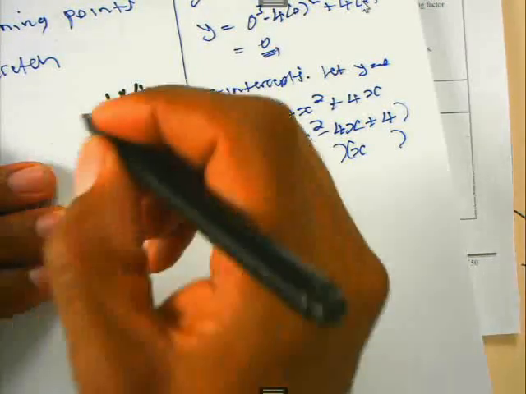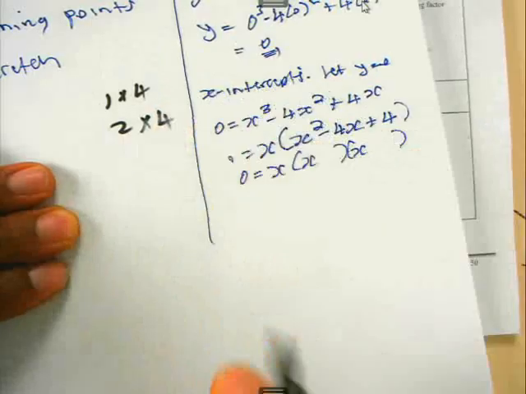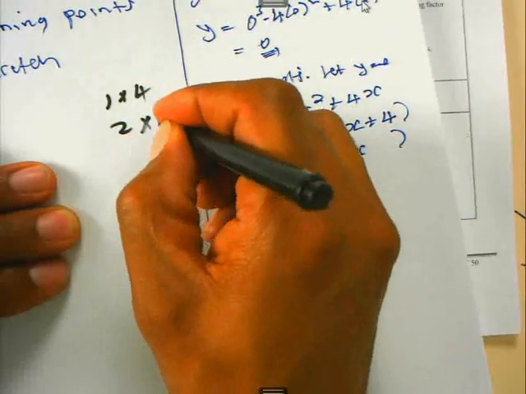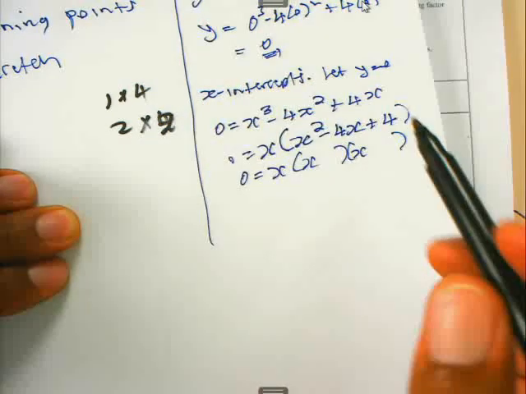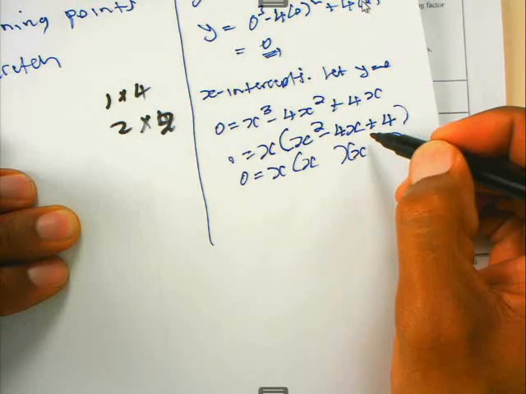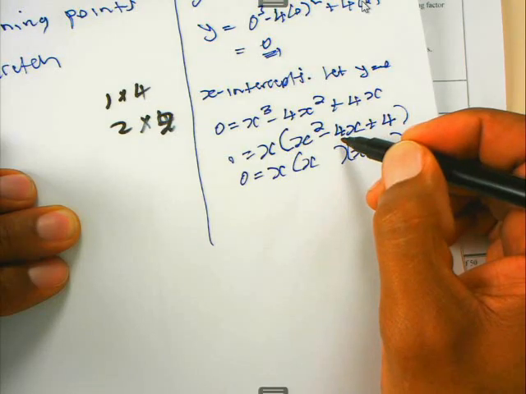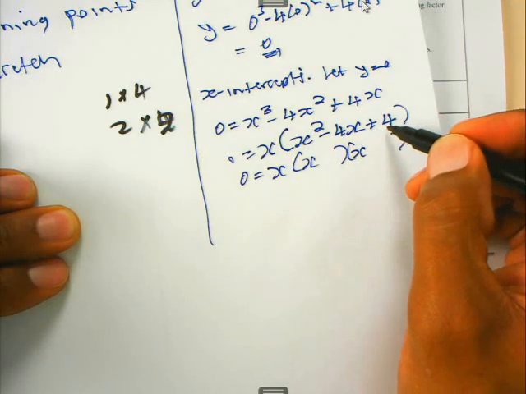And then the other one will be what? 2 multiplied by 2. Not 4 there. 2 multiplied by 2. Of course, between these two, you must choose the one that when you add, it gives you 4, because you have a plus 4 there.